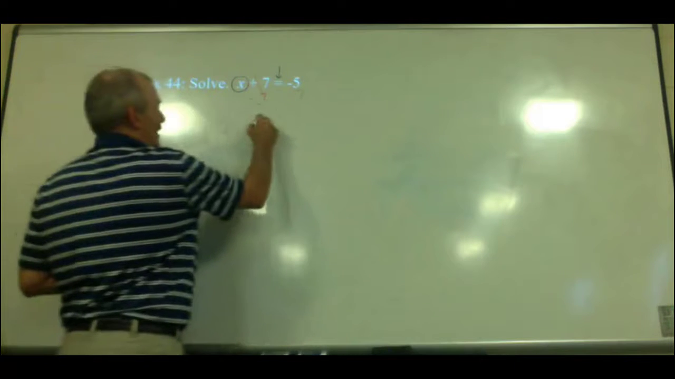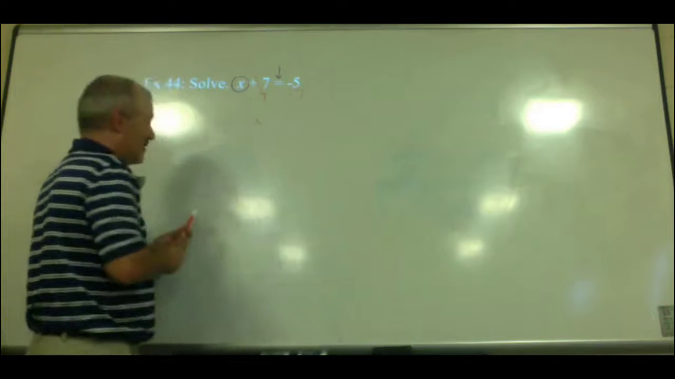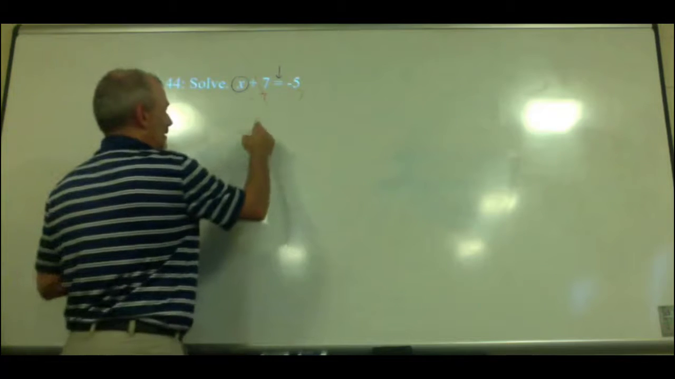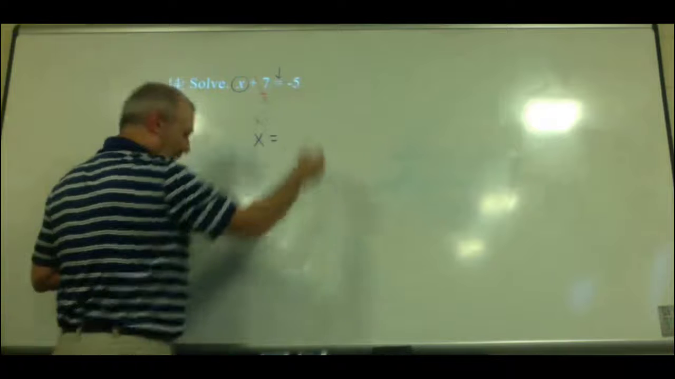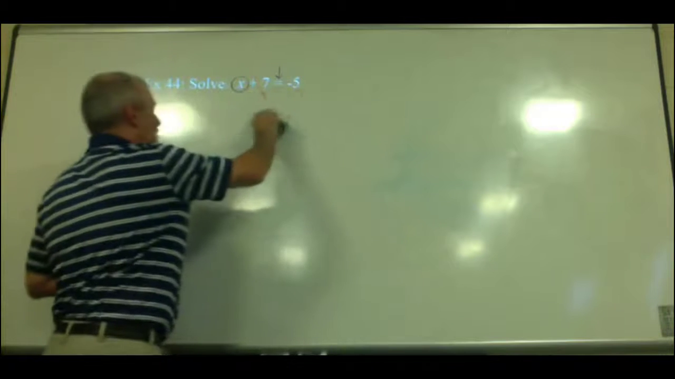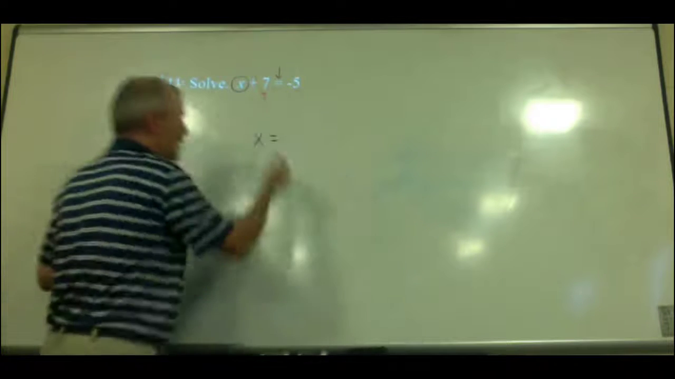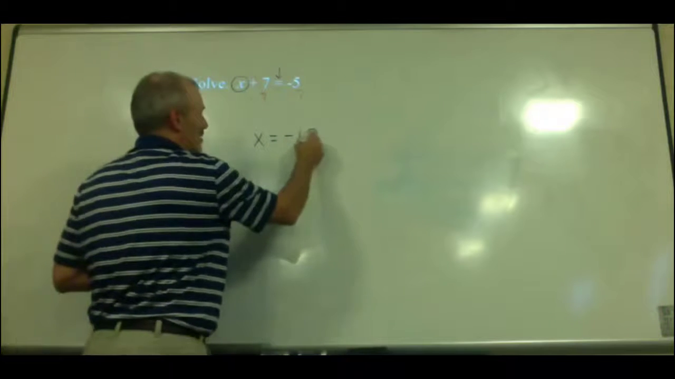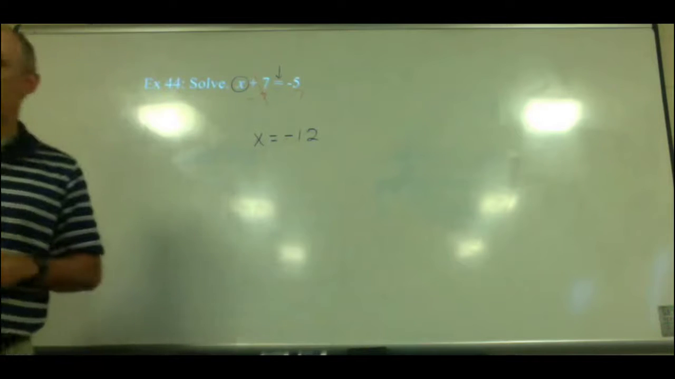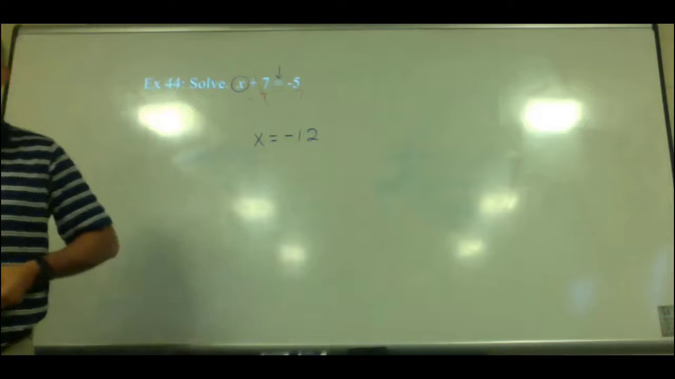Okay. So this will cancel out. Does that make sense? 7 minus 7 is what? 0. So it's like it cancels out. So now we have x equals -5 minus 7. If you need a calculator for that, you can use it, and that is -12. Okay? Does that make sense?